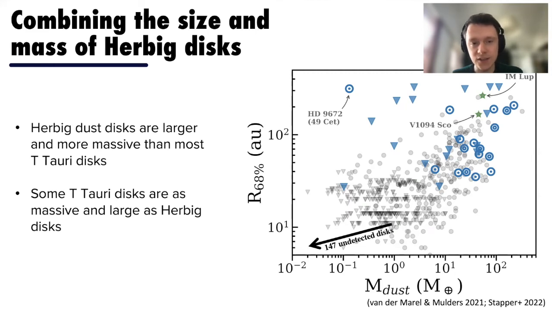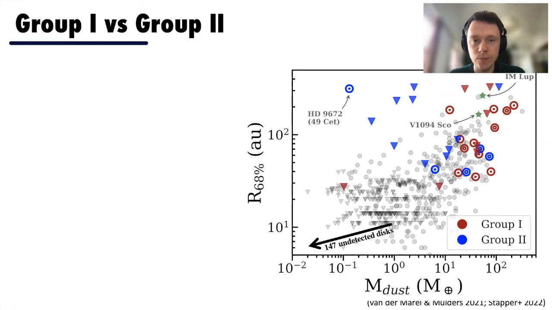Here you can clearly see that most Herbig disks are larger and more massive than most of the T Tauri disks. There are still a few which are quite as large and massive, such as IM Lup and V1094 Sco, both of which are actually the largest T Tauri disks in Lupus. But the Herbig disks are larger and more massive than the bulk of the T Tauri disks. We can also divide these Herbigs into the group 1 and group 2 sources, and we find that the group 1 sources are generally larger and more massive than the group 2 sources.